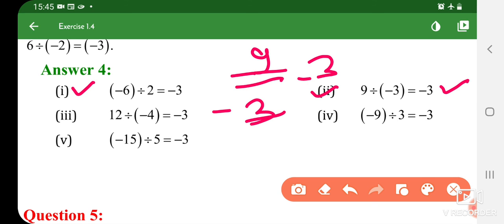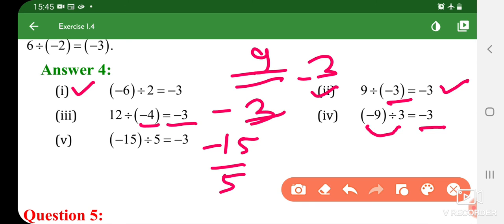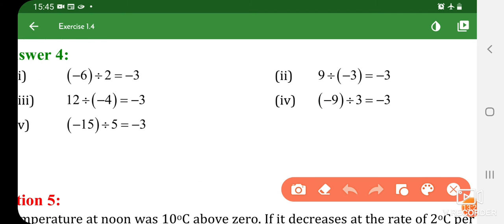Now after 3, we have to divide by 4. So 12 divided by minus 4, we get minus 3. Now next, minus 9 when we divide it by 3, we get the answer minus 3. Minus 15 divided by 5, we get the answer minus 3. Okay students, it is not compulsory that you write these answers. You have to write according to you.